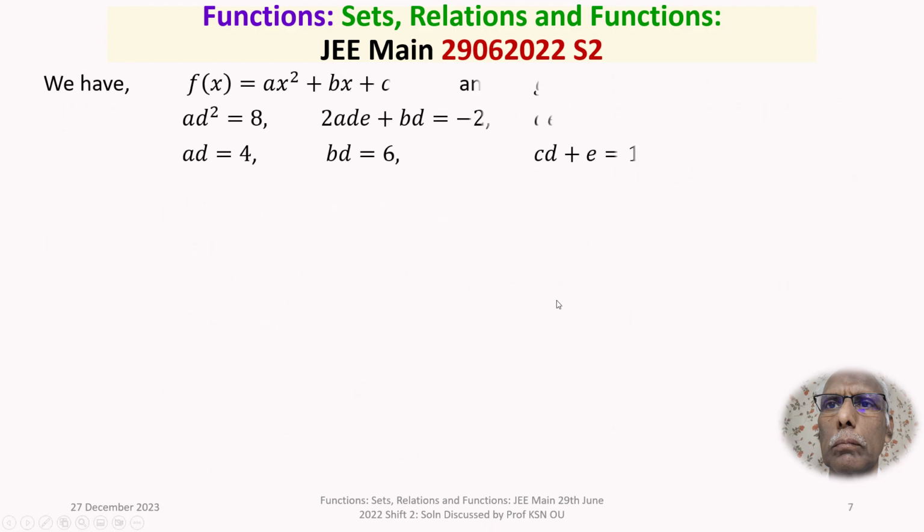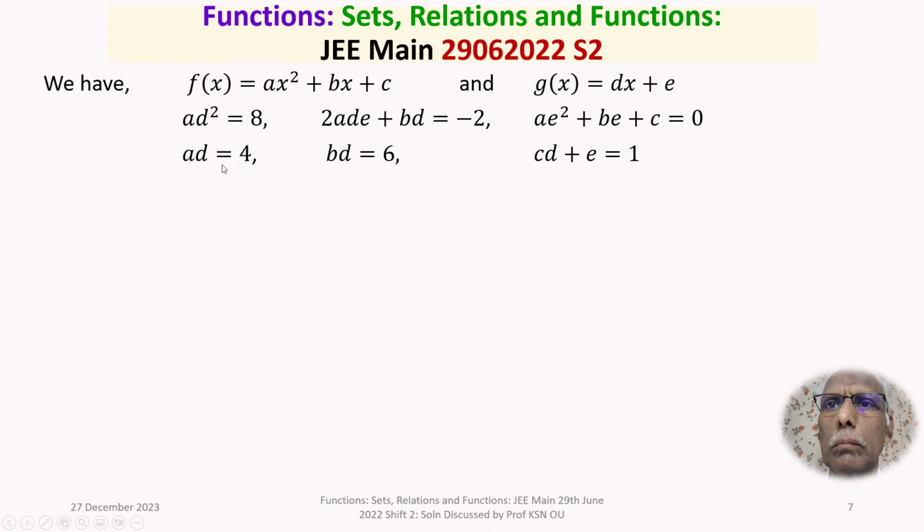So that's what we have done so far. Now AD square is equal to 8, AD is equal to 4 will tell you neither A is 0 nor D is 0. Therefore you can divide. So AD square by AD, that is D, is 8 by 4, that is 2. So having obtained D is equal to 2, substitute in AD is equal to 4. So D is 2, A will be 2.